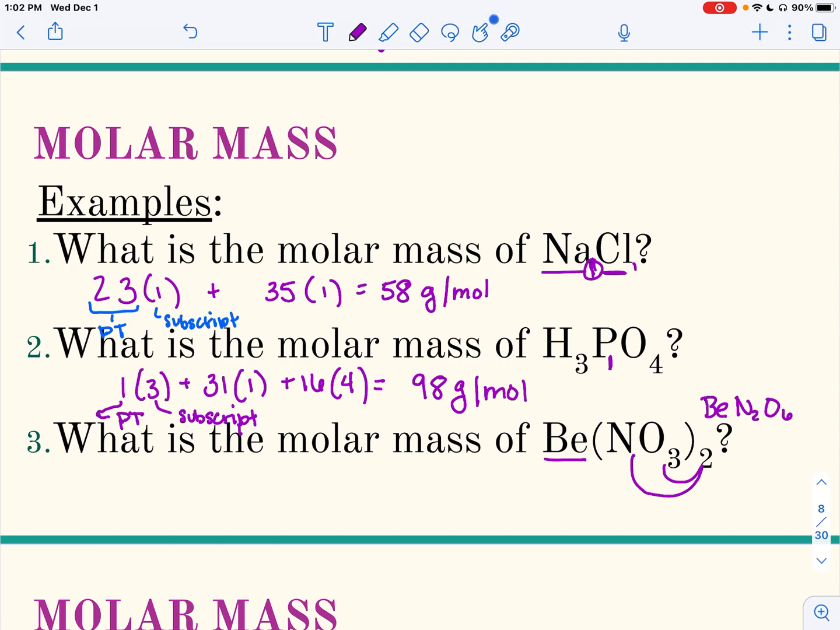So once you do that, you're going to do the same thing. Beryllium's atomic mass is 9, and we have 1 of them. Nitrogen is 14, and we have 2. And then oxygen is 16, and we have 6.